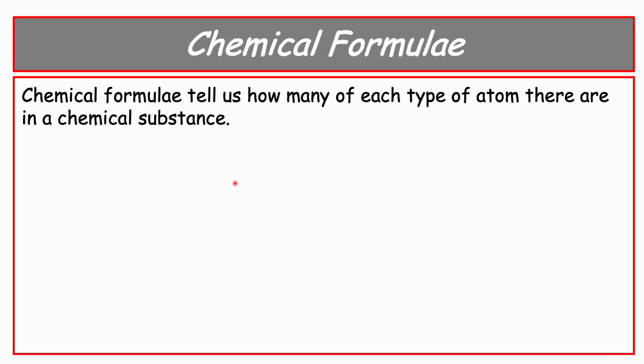The chemical formulae tells us how many of each type of atom there are in a chemical substance. So for example, if I've got the chemical formula of water as H2O, that tells me there are 2 hydrogen atoms and 1 oxygen atom. If I look at carbon dioxide, CO2, I've got 1 carbon atom and 2 oxygen atoms. Calcium chloride, CaCl2, I've got 1 calcium atom and 2 chlorine atoms. Sodium oxide has 2 sodium atoms and 1 oxygen atom.